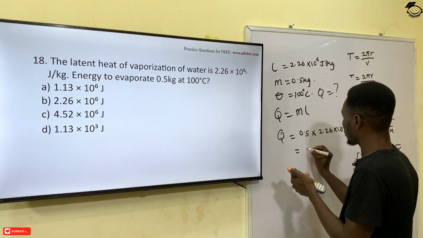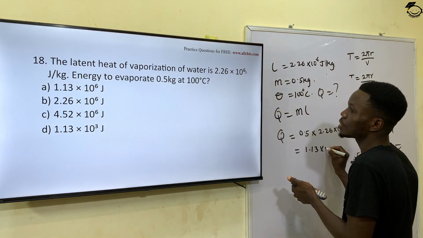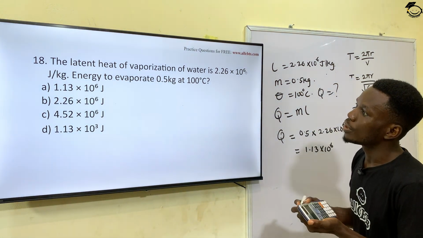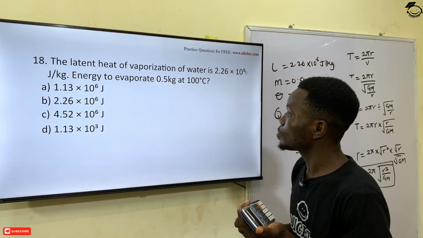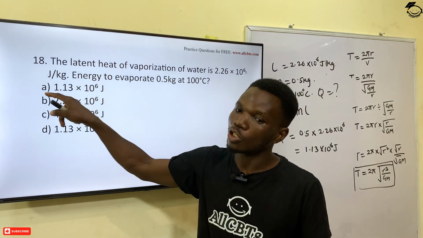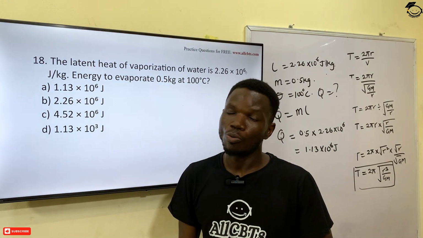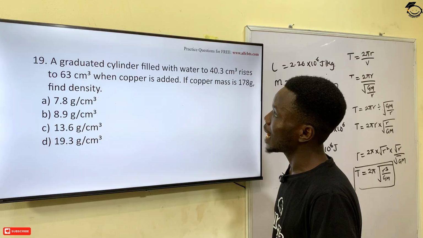So that will give me 1.13 times 10 raised to the power 6. So the correct answer to this question is 1.13 times 10 raised to the power 6 joules, which is Option A. So that takes us to the next question, which is question number 19.